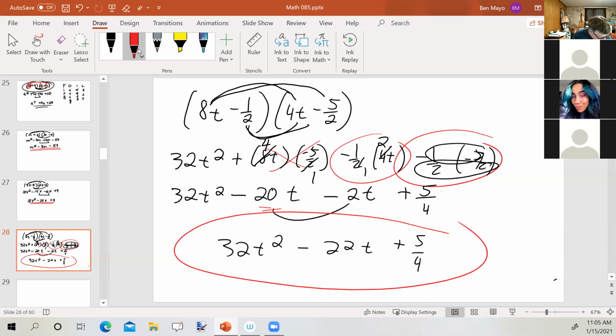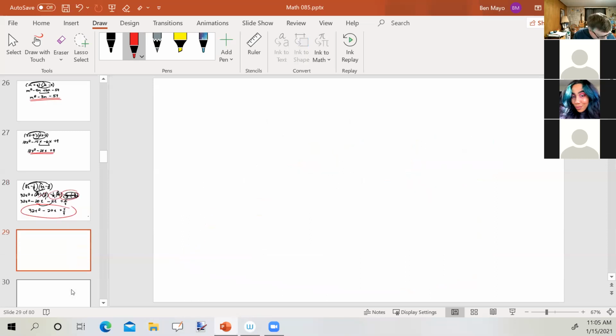All righty. We're going to expand our horizons. Now, instead of multiplying a binomial times a binomial, we're going to multiply a binomial times a trinomial: x plus 2 times x squared minus 2x plus 3.